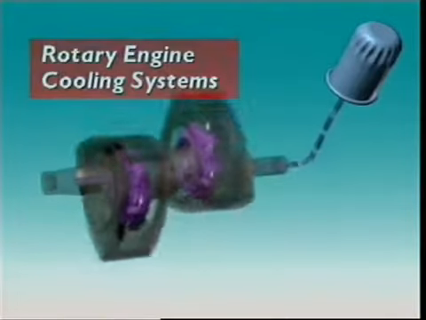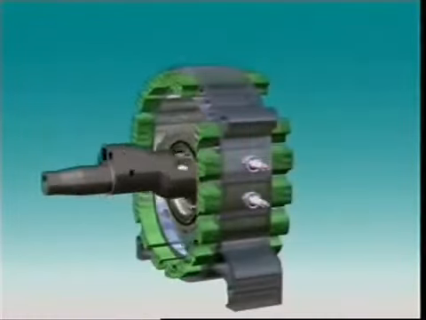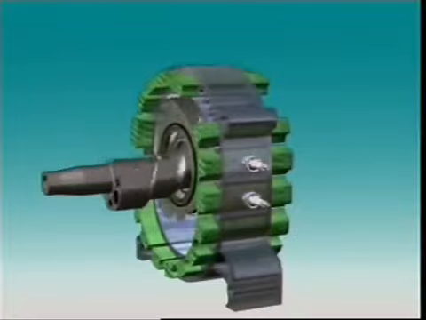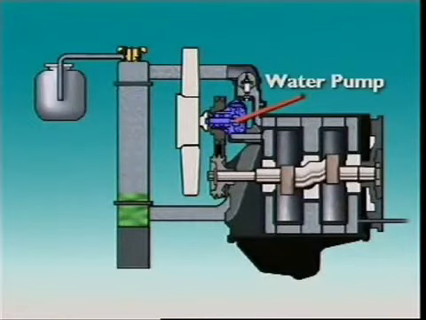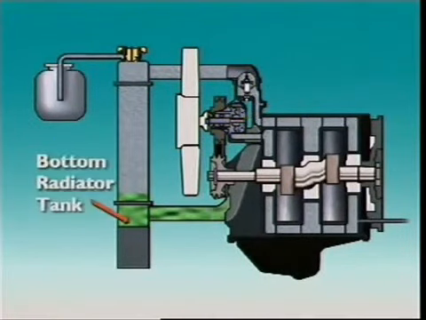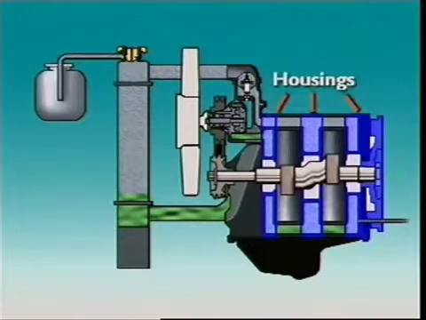In a rotary engine, the rotors are cooled by oil from the lubricating system. Each housing, however, is water-cooled, and there are additives in the coolant to protect the housing alloys from corrosion. The water pump takes coolant from a bottom radiator tank and pushes it through water jackets in the housings towards the rear of the engine.